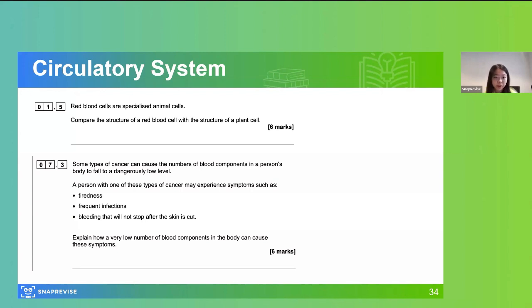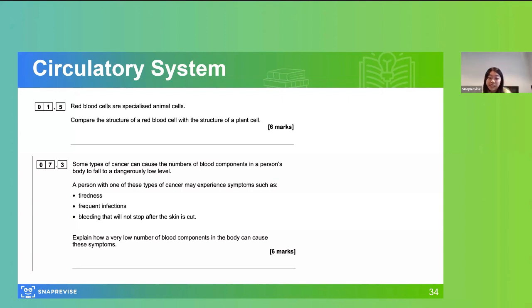Okay, I think most of you probably have read the question. It's talking about the symptoms and how a low number of blood components can cause all of this. So to do this question, we might want to reverse and think back on what blood components we have. We have the plasma, we have the white blood cells, the red blood cells, and we have the platelets. Which of these components match these symptoms if they're low?